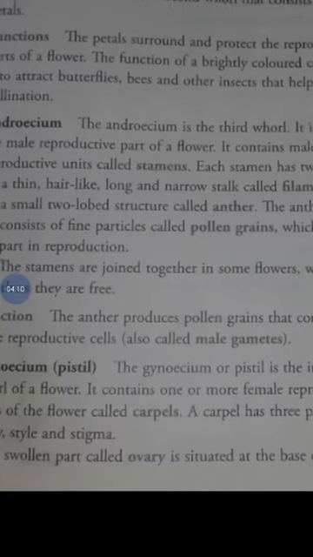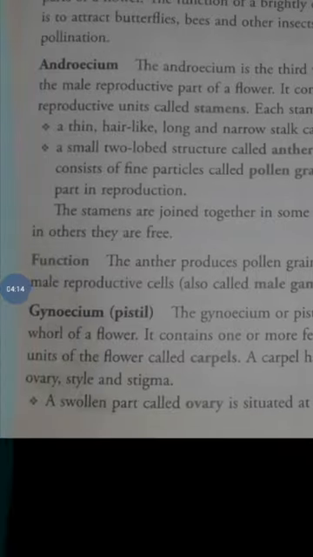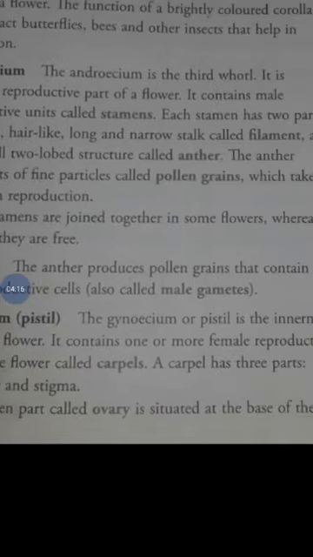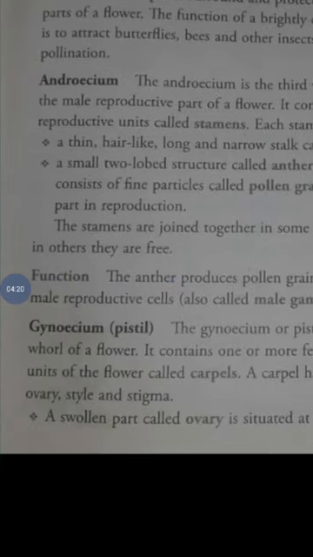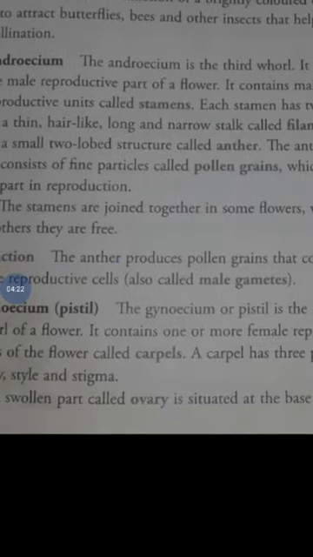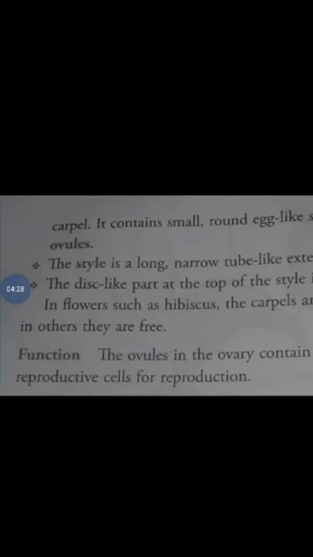Now gynoecium. Gynoecium or pistil is the innermost whorl of the flower. It contains one or more female reproductive units. The swollen part is called ovary. It contains small round egg-like structures which are known as ovules.